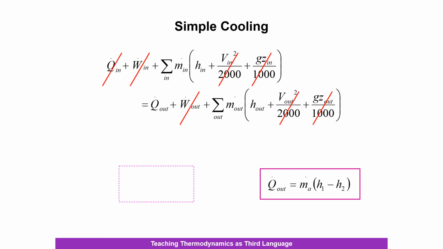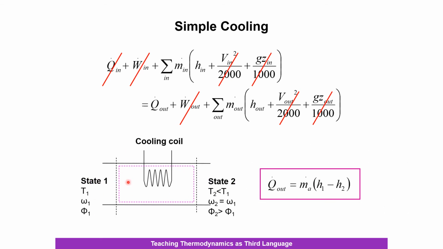We also have simple cooling. In simple cooling, similar to heating, but heating is where we supply heat to the air conditioning process, in cooling we absorb heat out of the system. So again, let's look at this control volume here. Instead of supplying a heating coil, you will supply a cooling coil. So this cooling coil will then absorb the heat out of the system.